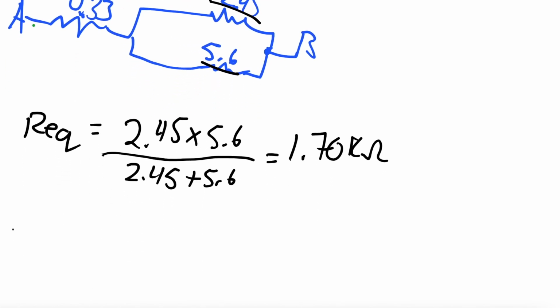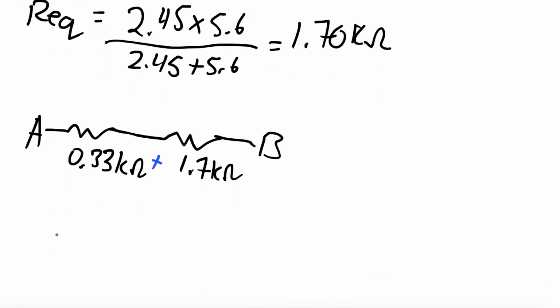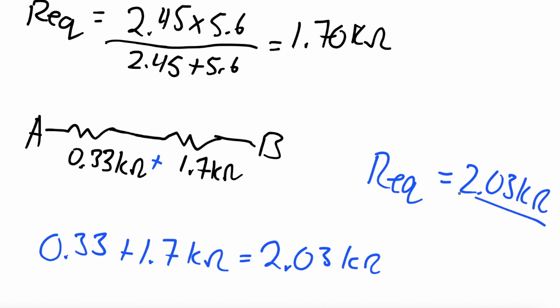So we have A over here still connected to 0.33 kiloohms. And then this becomes a straight line, and it's in series with 1.7 kiloohms. And then we have B on the right side. So the resistance between A and B is just the sum of these two resistances, right? So 0.33 plus 1.7 kiloohms, which is equal to 2.03 kiloohms, right? So our R equivalent between A and B is equal to 2.03 kiloohms, and that's our final answer.